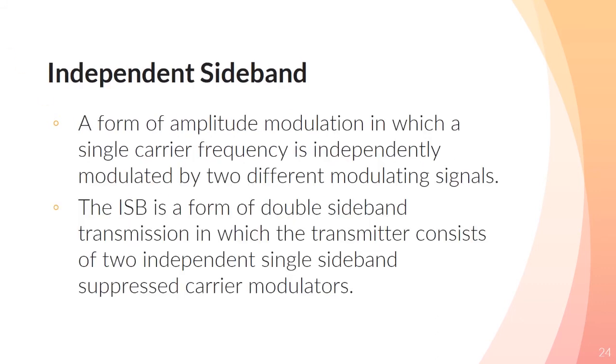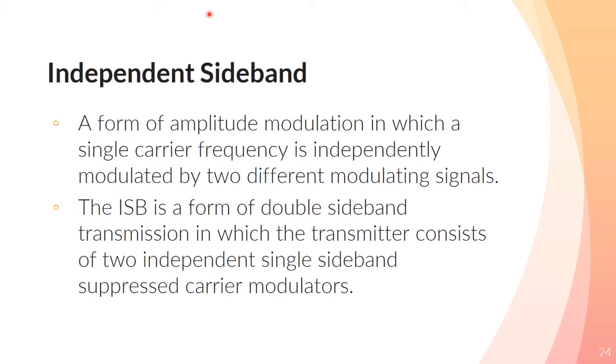Independent sideband is a form of amplitude modulation in which a single carrier frequency is independently modulated by two different modulating signals. The independent sideband is a form of double sideband transmission in which the transmitter consists of two independent single sideband suppressed carrier modulators.